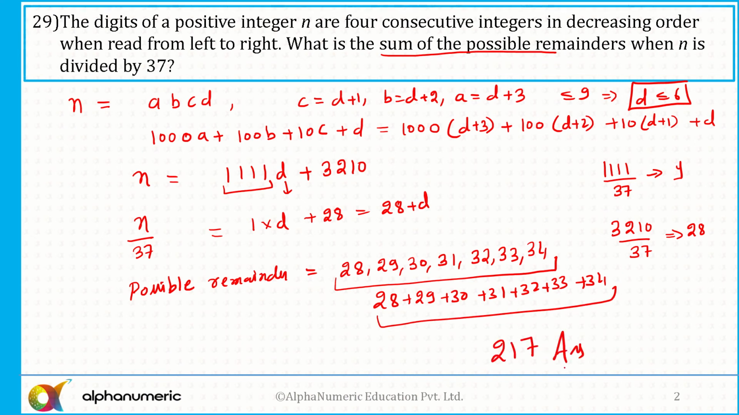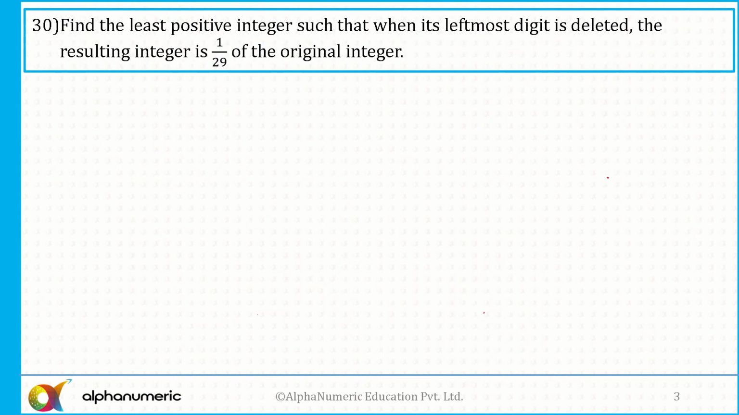So the correct answer for this question is 217. I hope that it is clear to all of you. Okay, now let's move to the next question, that is question number 30.